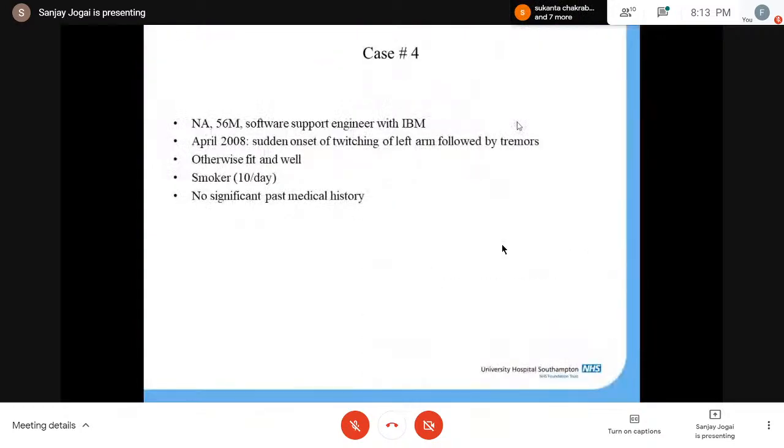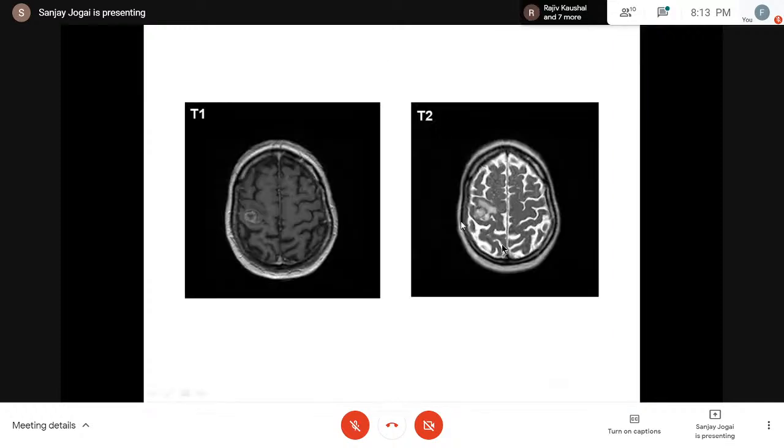So this is case number 4. A 56-year-old software engineer. In April 2008, he had sudden onset of twitching of the left arm followed by tremors. He was otherwise fit and well. He was a smoker. No other significant past medical history. And these were his brain scans.